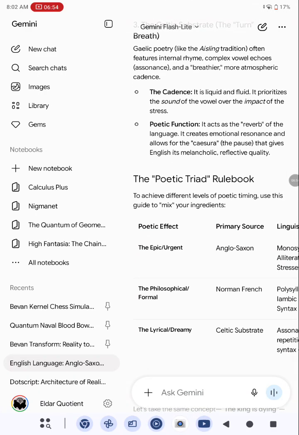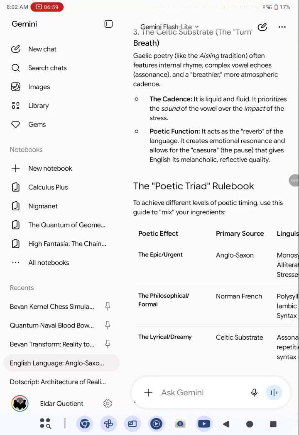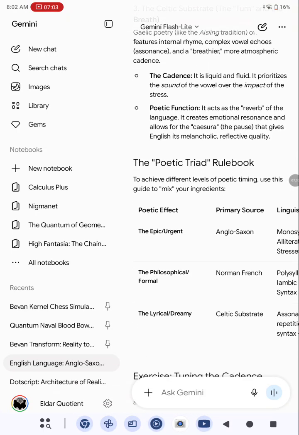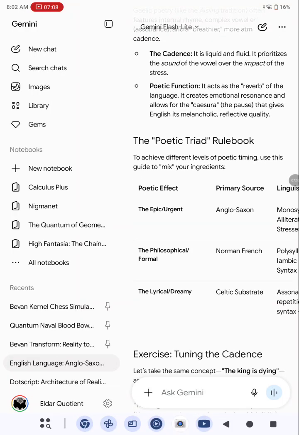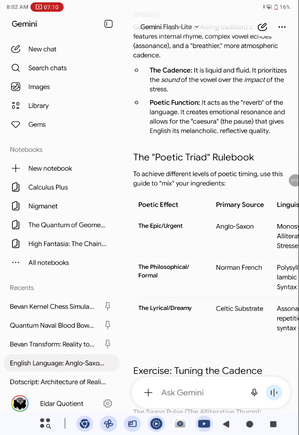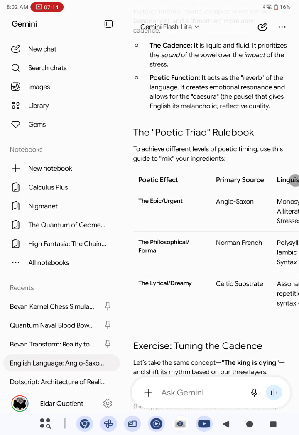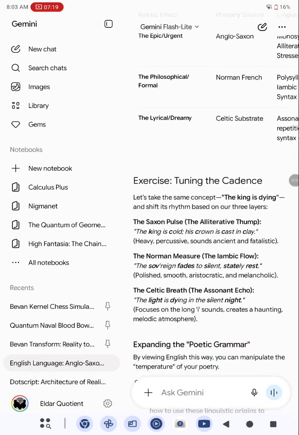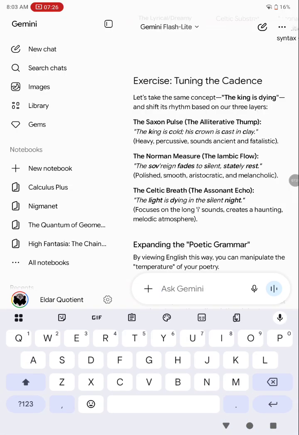Gaelic poetry, like the Aisling tradition, often features internal rhyme, complex vowel echoes, assonance, and a breathier, more atmospheric cadence. This is still cadence, still through that temporal aspect. It is liquid and fluid. It prioritizes the sound of the vowel over the impact of the stress. You can tune it. So that's just a temporal.